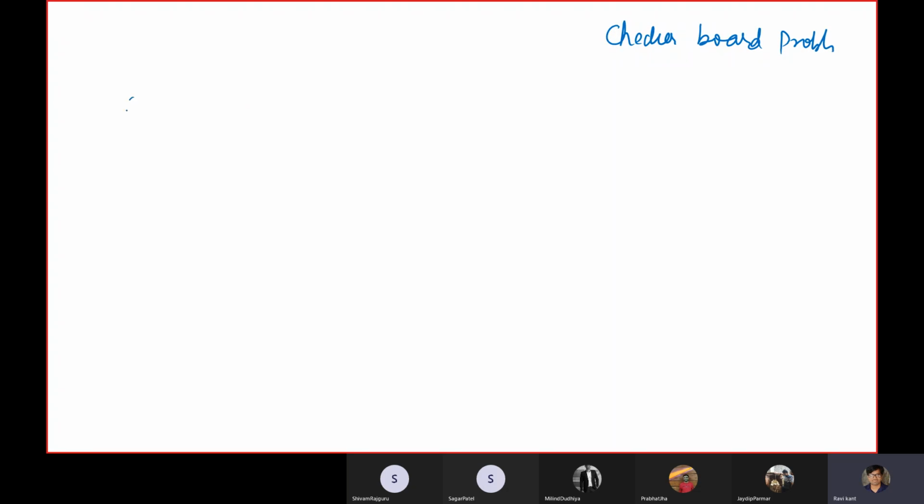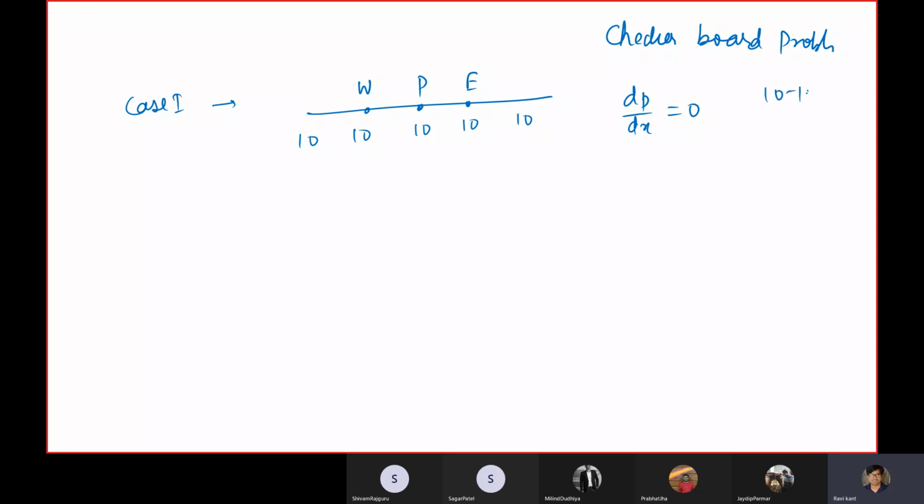Okay, consider two cases. In case one, let's suppose this is my P control volume, this is my east control volume, this is my west control volume, and the pressure here is 10. Pressure is 10 everywhere, 10 bar everywhere. So you will say that my dP/dx pressure gradient is essentially 0. Why? 10 minus 10 divided by any length delta x is equal to 0. You're fine with that.